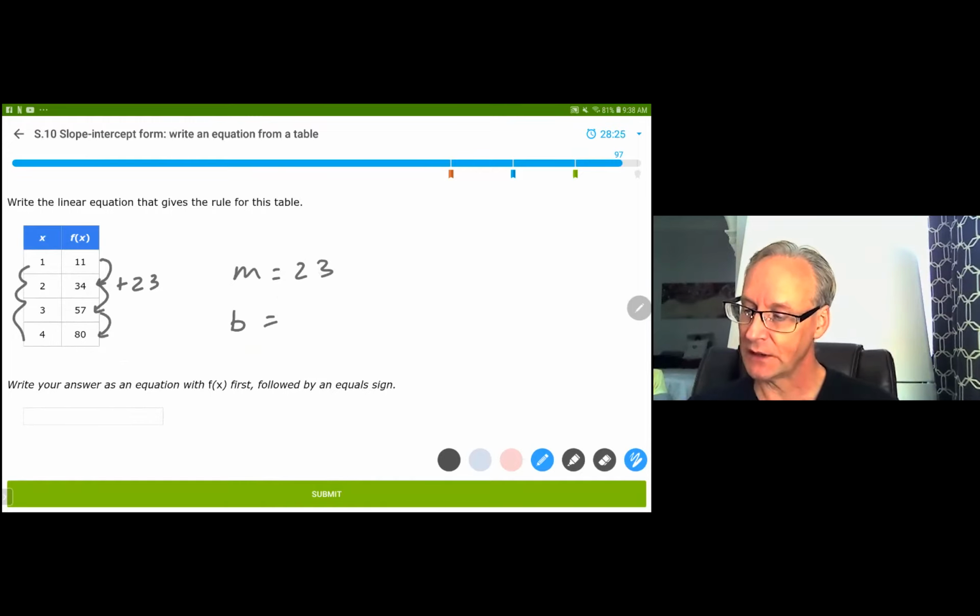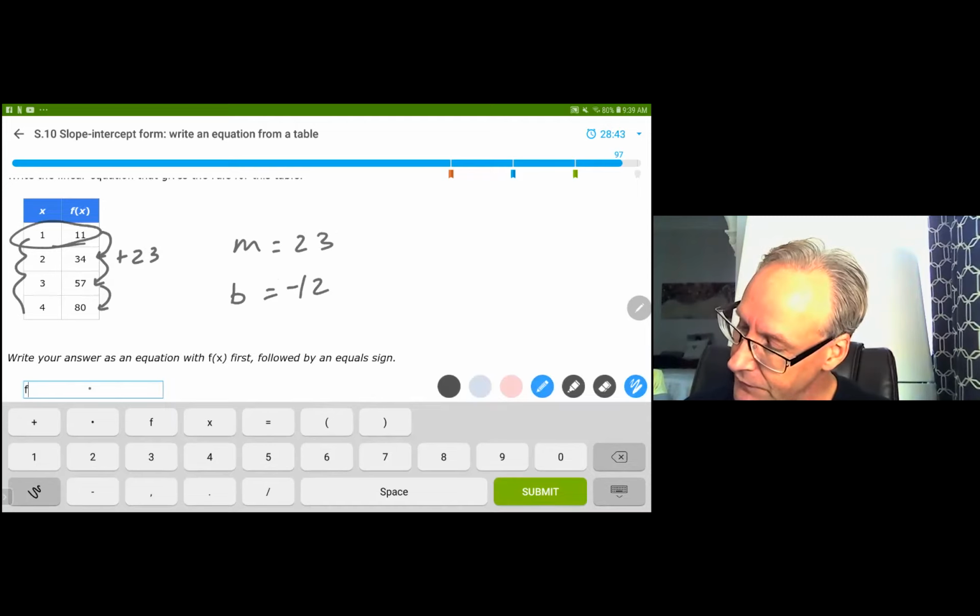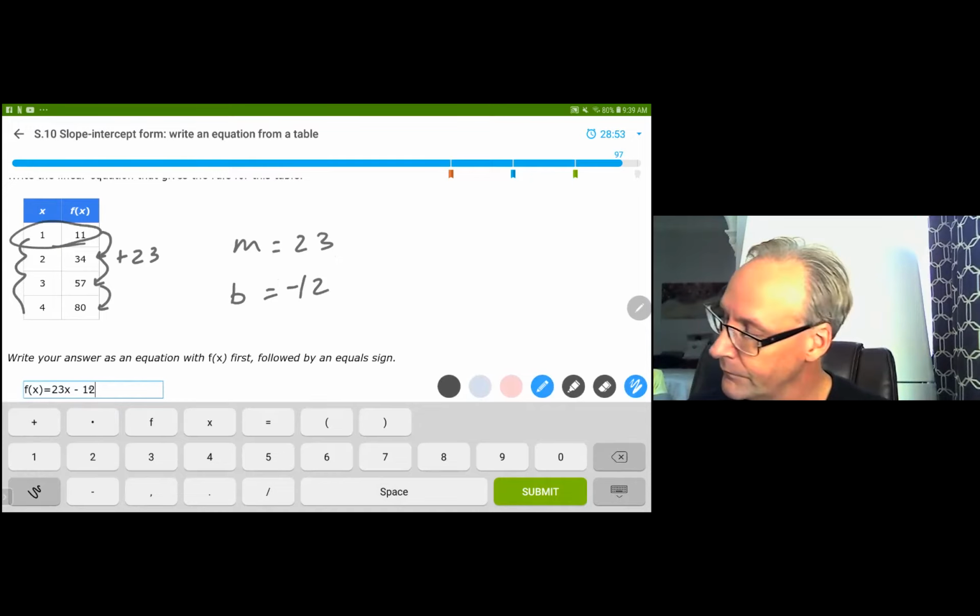What if we do the second one? 23 times 2 is 46. What do you have to subtract to get to 34? Did you get minus 12? Hopefully you got it. If you didn't, go ahead and go through the steps. This one is pretty easy. You substitute it in. Let's see, we've got f of x equals 23x, and don't forget the space, minus 12.